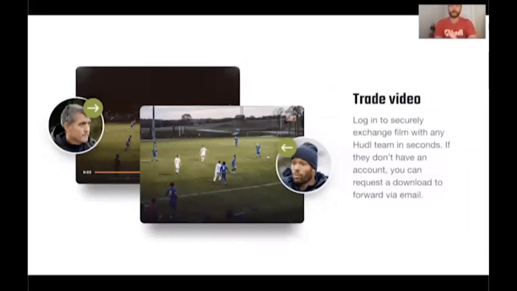There's a couple of ways to do it. You can send it directly to them with no strings attached, or you can say, I'll send it to you, you send it to me, and it sits in the middle until basically both teams choose to share it. Really great way of getting examples of the kind of video that you want your team to aspire to play, like I've already mentioned.